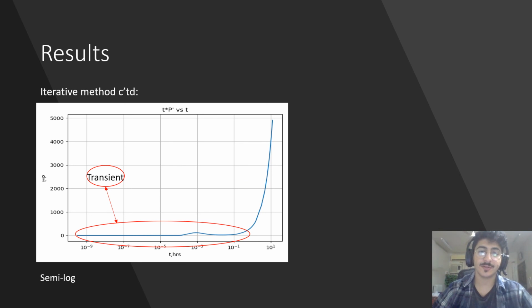A plot of pressure derivative versus time was plotted on a semi-log plot. This plot can help us to see which part of our flow is in the transient flow period and when it deviates from the transient flow period. This will help us to automate the separation process for the transient, pseudo-steady state, and steady state flow regimes.